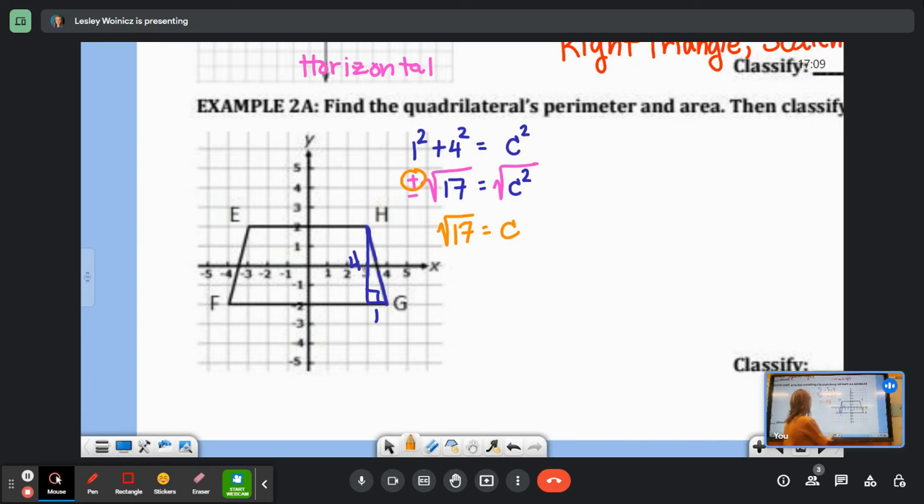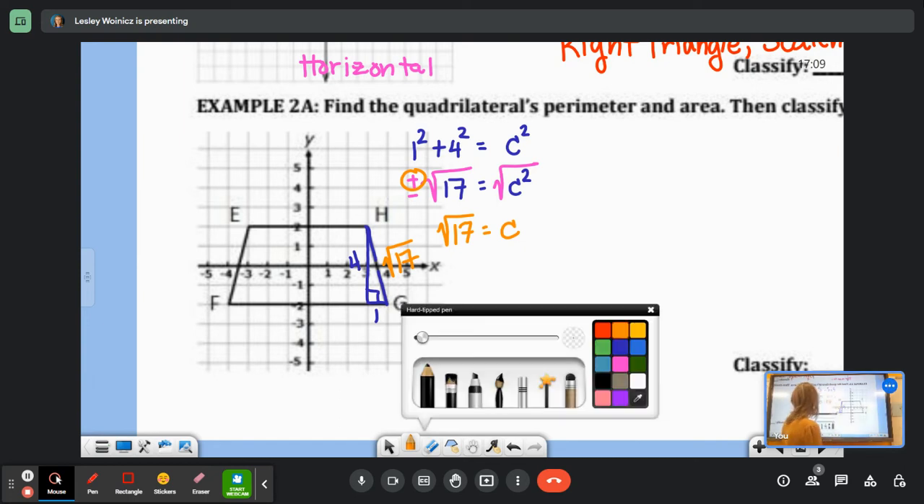So I want the positive root 17. So that cute little side is root 17. 17 is not a perfect square, so it doesn't simplify. It also has no perfect square factors other than 1, so it's already simplified. There's nothing we can do to it. We just got to leave it be its nasty little self.